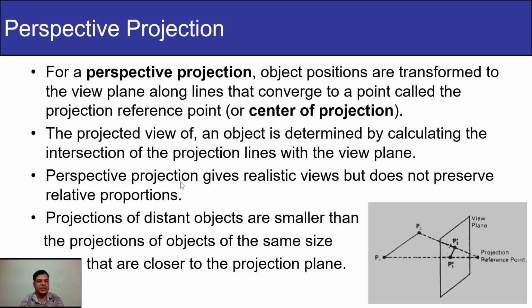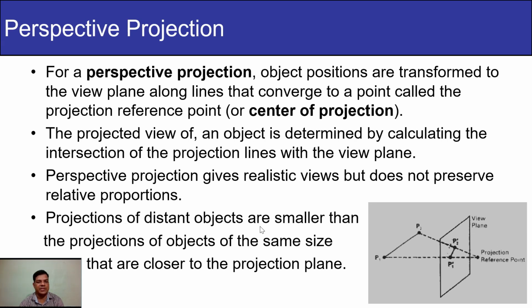Now, perspective projection gives realistic views but does not preserve relative proportions. So in this case, we get a realistic view of an image but the dimensions of the object are not preserved. So perspective projection is not applied in engineering applications, because the drawing dimensions of an object change, but we are able to see a realistic image of a picture.